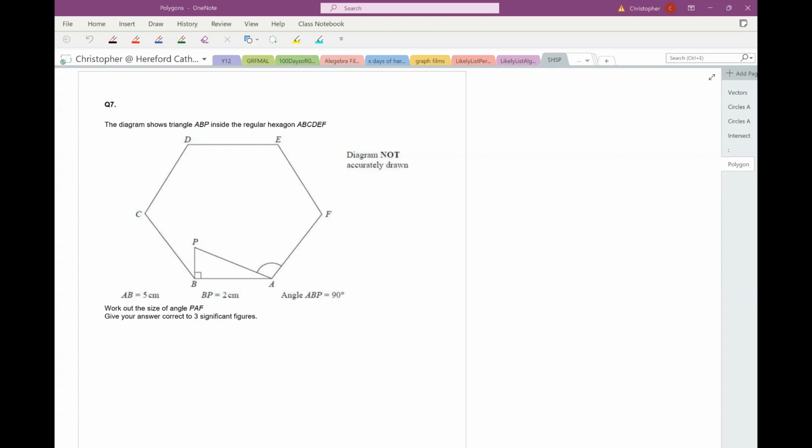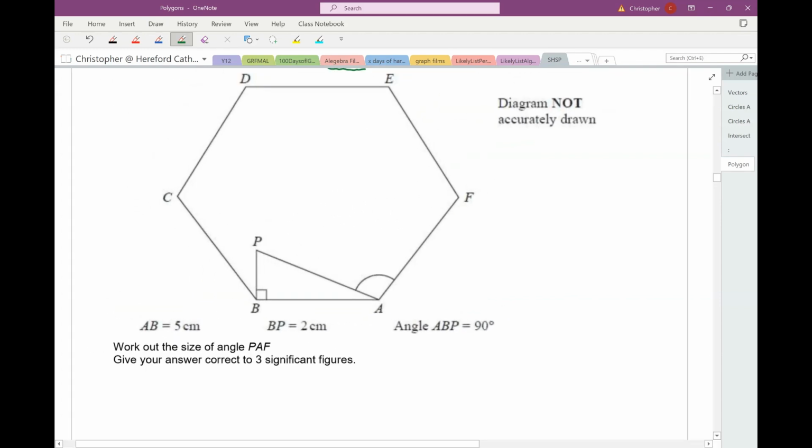Question 7. Right, the diagram shows a triangle APB inside a regular hexagon. So it does. Now it tells me here that AB is 5, and they haven't marked that on the diagram, so I'll mark that on the diagram. BP is 2, mark that on the diagram. And the angle at B is 90, they've marked that on the diagram. So that's a right angle triangle there, isn't it? Work out the size of angle PAF. That's this angle here, so that's my target angle. Give your answer correct to 3 significant figures.